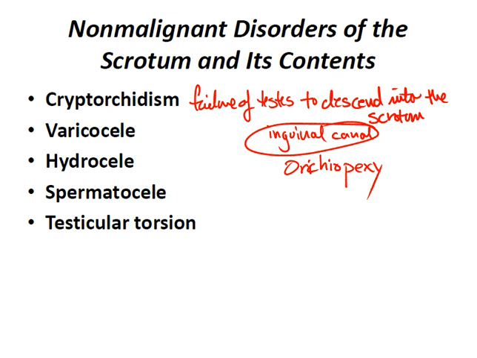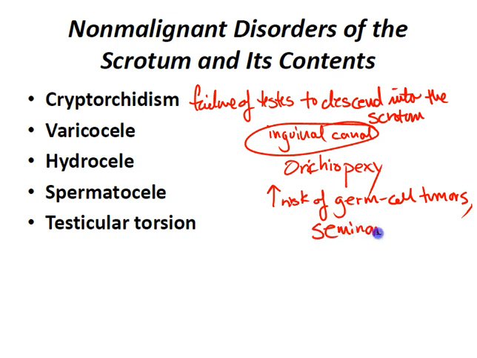So what are the complications if a cryptorchidism is not corrected? Well, there's an increased risk of germ cell tumors, especially a seminoma. Make sure you remember that. Okay. You also get impaired fertility because the increased temperature of the undescended testicle arrests spermatogenesis bilaterally, and you can also have a torsion.